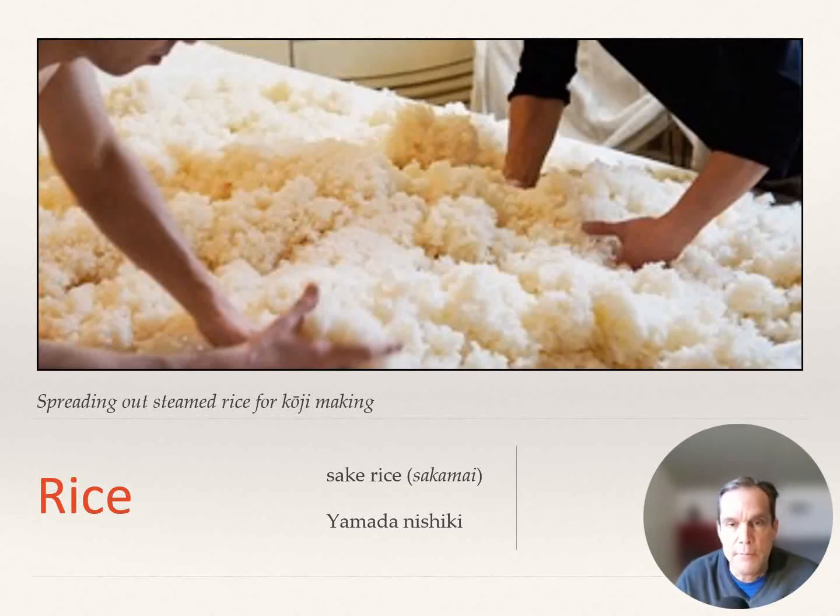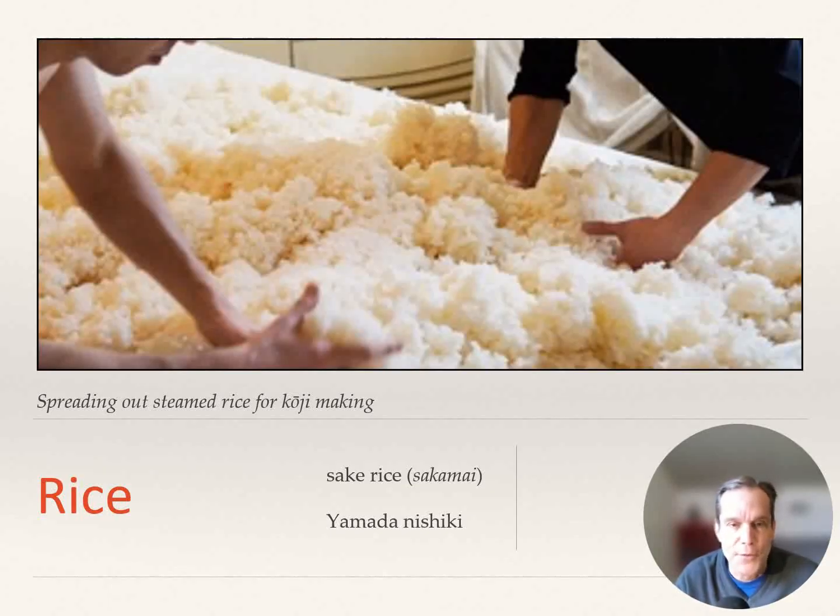And most breweries, wherever they are in Japan, will use this Yamada Nishiki, which kind of undercuts the idea of regional sake. If they're all using the same rice from the same area in Japan, then, well, how different can they be? But of course they can be. I mean, there's local techniques and local water, et cetera, but something also to bear in mind.